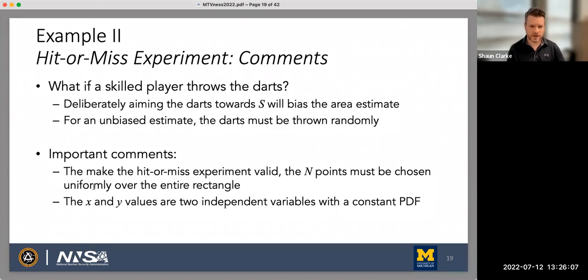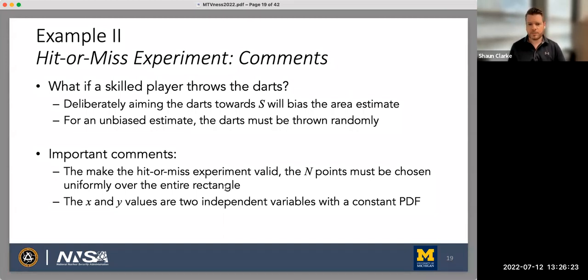And that's kind of what we say down here in other words, right? So to make this hit or miss experiment valid, the endpoints must be chosen uniformly over the entire rectangle, where the rectangle is the shape that bounds the area S, whose area you want to compute.